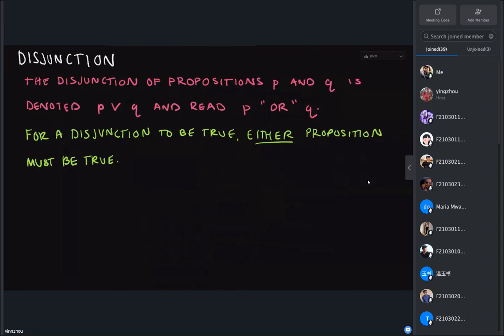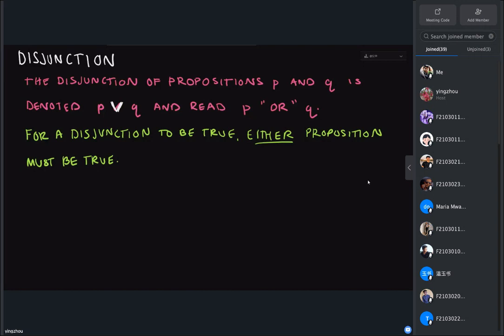Another connective is the disjunction. The disjunction of propositions P and Q is denoted P with the opposite facing arrow, so basically a V, and read P or Q. And for a disjunction to be true, either proposition must be true. So when we were talking about a conjunction, both had to be true for the conjunction to be true. For a disjunction, either proposition must be true.